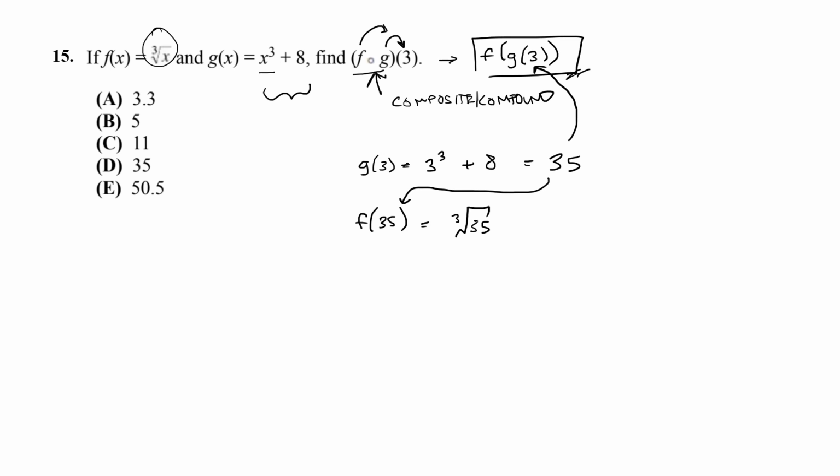Now you can simply put that on your calculator. If you don't know how to use the cube root function on your calculator, you can also say 35 to the 1/3 power, right? Just using exponents here. It works the same way. And when you solve that out, you will get approximately 3.27. And just looking at the answer choices, the closest one here is answer choice A, 3.3.